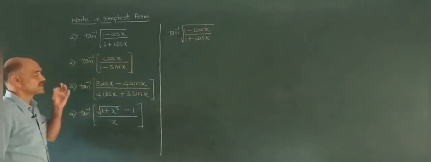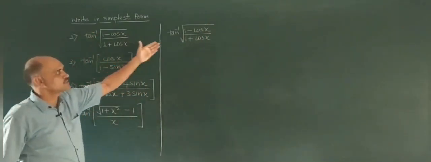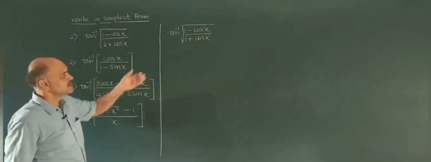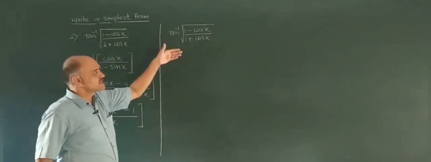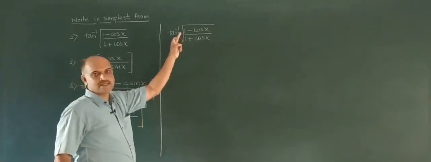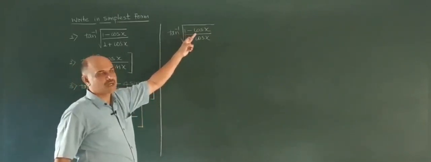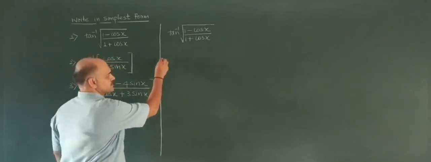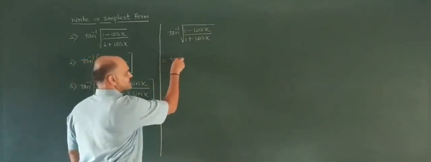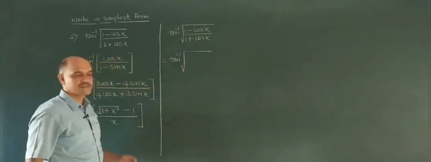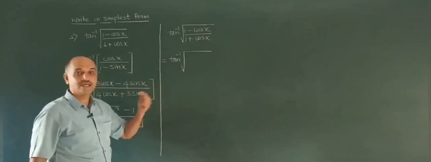So here these problems will be asking for 2 or 3 marks. You are required to simplify this, means write in simplest form. So you are required to use first year formulas and simplify. Now in multiple and submultiple you have studied the 1 minus cos theta and 1 plus cos theta formulas, you are required to substitute. So this is tan inverse root of 1 minus cos theta, which is 2 sin square theta by 2.